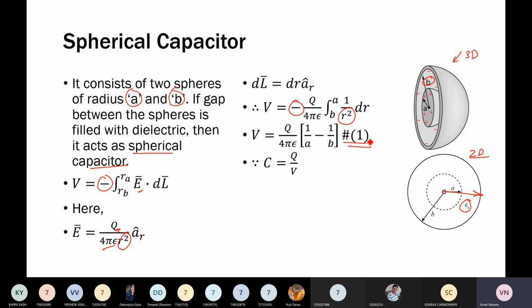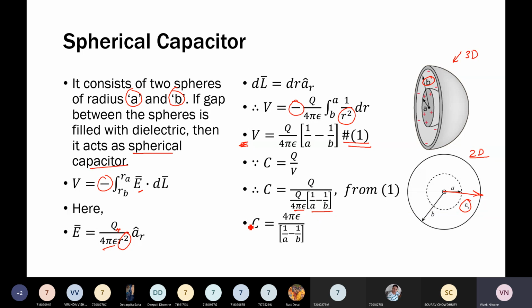Since capacitance is Q upon V, we can write C is equal to Q upon the expression of V that we obtained here, which we put in: Q upon 4 pi epsilon times 1 upon a minus 1 upon b. Okay, so let us cancel out the Q and we will have the expression of capacitance C is equal to 4 pi epsilon upon 1 upon a minus 1 upon b. What is a? a is the radius of the inner sphere and what is b? The radius of the outer sphere. So if I give you the radii, we can calculate the capacitance as long as we are given the value of permittivity epsilon r. Okay, another straightforward derivation for the spherical capacitor.